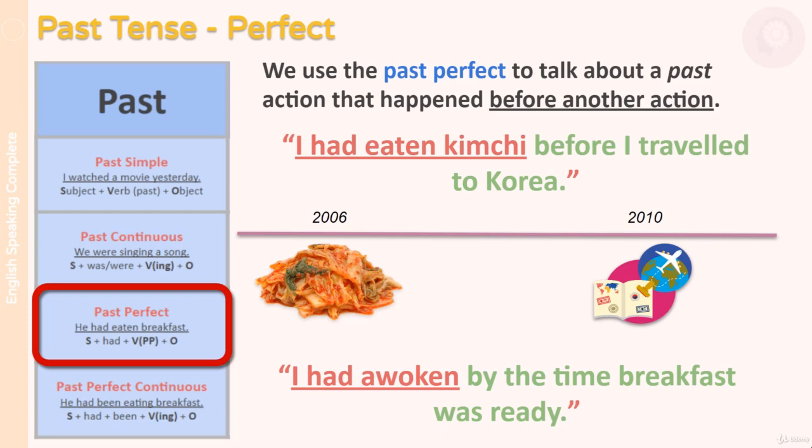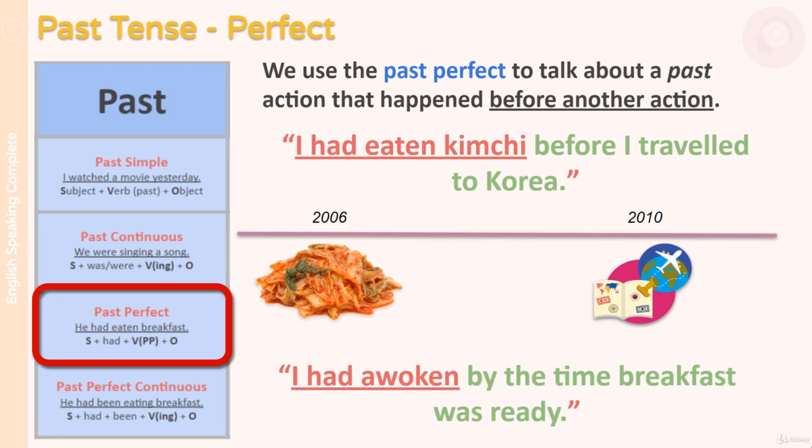I had awoken by the time breakfast was ready. Very lucky that I woke at that time. I had awoken, breakfast was ready right at that time. But first I had awoken and then it was time for me to have breakfast. Worth saying, awoken really is more of a British past participle. You may also see awaken, but generally it sounds a little bit more British, or I tend to say awoken. So we can see in both these examples two events, and we're really focusing on the first one in time order.